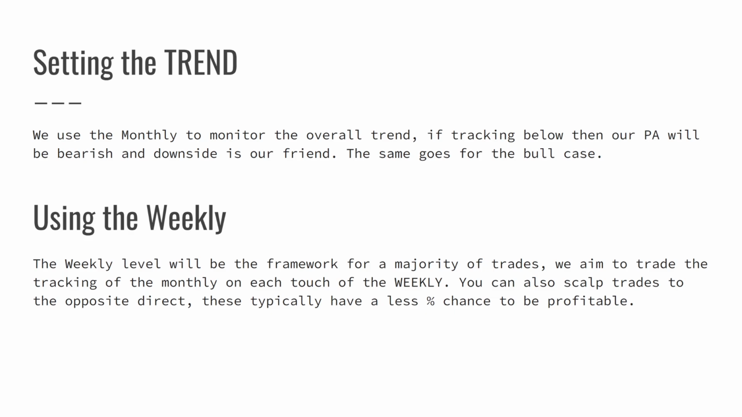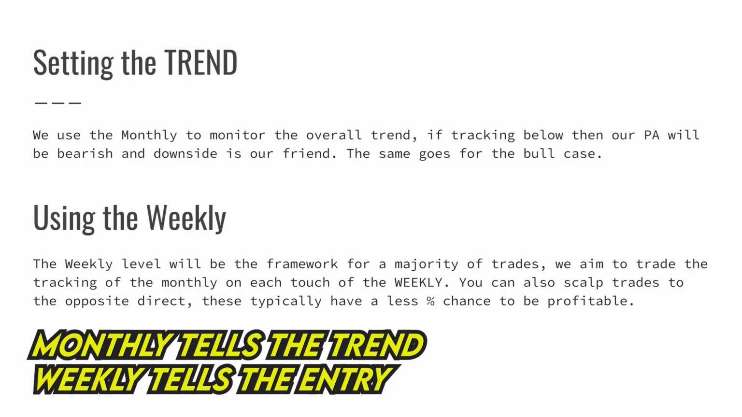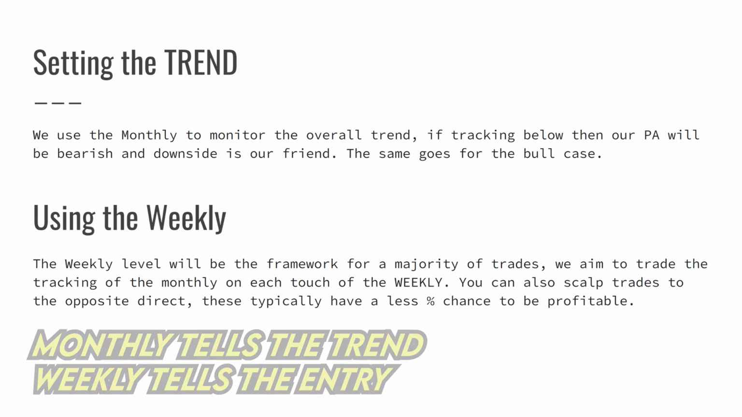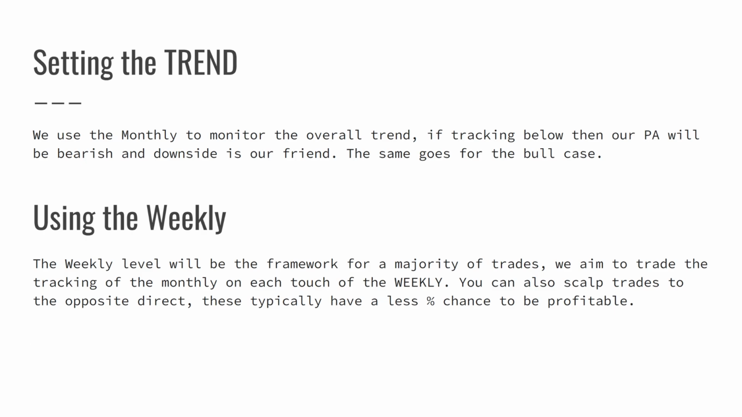You know, when you get below it, you're looking primarily for that downside pressure. You're not really looking for the upside movement. It's more of the downside because you're below your monthly. The trend is bearish. So we're using the weekly level, which will always be the framework of a majority of our trades. We aim to trade the tracking of the monthly, like I said, as it's going to the upside. If it's above the monthly, you're in a bull trend. If you're below the monthly, you're in a bearish trend.